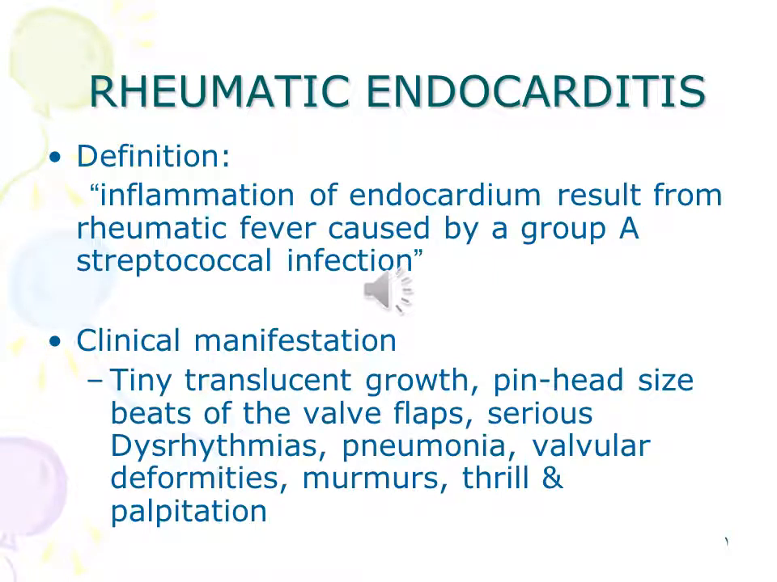Rheumatic endocarditis, inflammation of the endocardium, results from rheumatic fever caused by a type of bacteria called group A streptococcal infection. The manifestation is tiny, pin head size, translucent growth, pits of the valve flaps, with serious dysrhythmias, pneumonia, valvular deformities, murmurs, thrills, and palpitation.